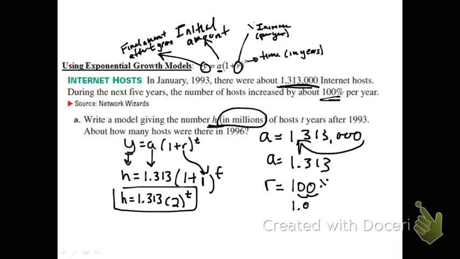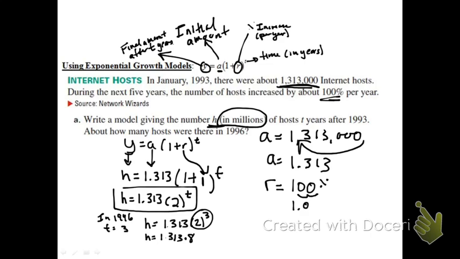Now for the second part, it wants to know how many hosts there are in 1996. So in 1996, our t value would be 3, because it's been 3 years since 1993. So if we were to calculate this, we're going to have h as 1.313 times 2 to the third power. So really, this one's actually not too hard to do without plugging everything into our calculator, because we can raise 2 to the third pretty easily. That's just times 8, right? 2 to the third is 8. So I maybe would use my calculator to multiply 1.313 times 8.